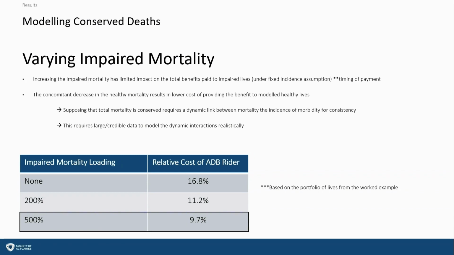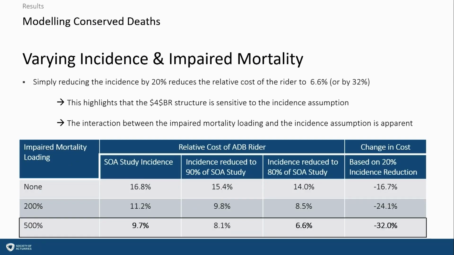And the reason for that is those impaired lives are now going to die on average sooner, so there's going to be less acceleration of their benefit. So that's effectively the result that we're seeing here. So you can get this using a traditional actuarial approach of sorts in Excel if you choose.